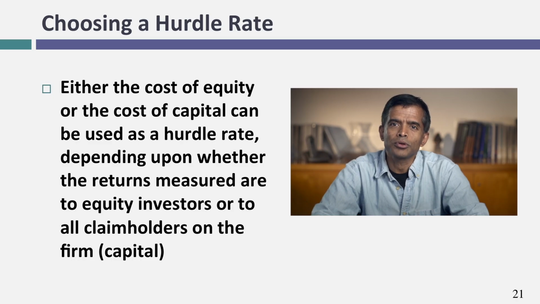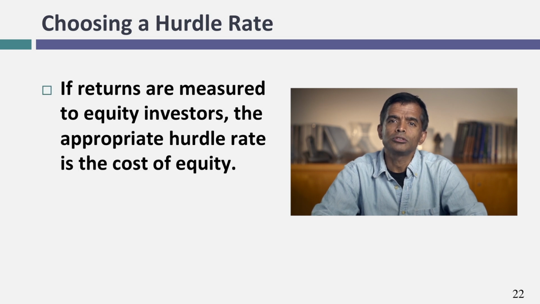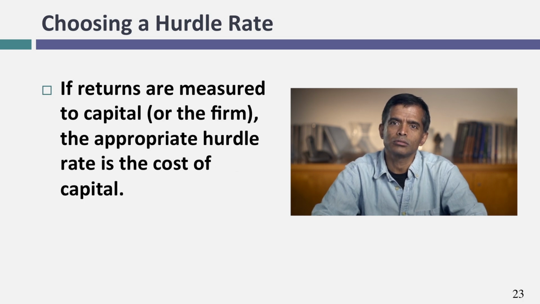Well, the answer actually is surprisingly simple. You tell me how you compute returns, and I'll tell you what the right hurdle rate is. And here's how it's going to work. If you measure returns to equity investors, return on equity, cash flows to equity, cash flows left over after debt payments, then the appropriate hurdle rate is the cost of equity. If you measure returns to the entire business, returns on capital, using pre-debt earnings, then the appropriate hurdle rate is the cost of capital. You cannot mix and match. You tell me how you measure cash flows or returns, and I'll tell you what the right hurdle rate to use is.